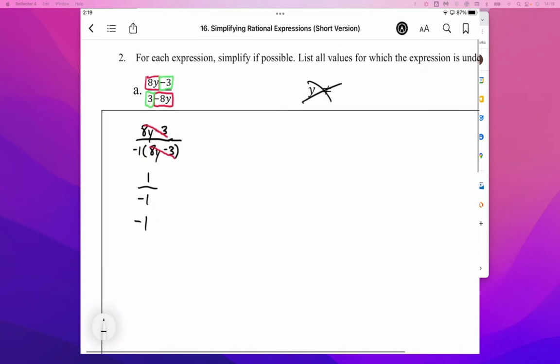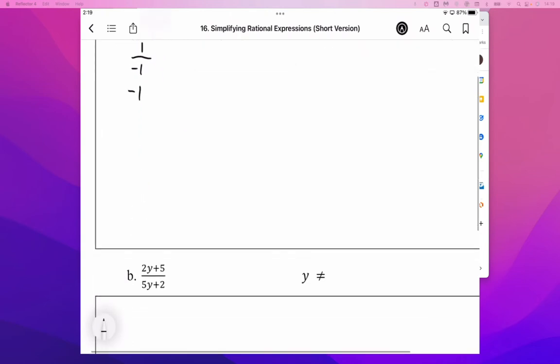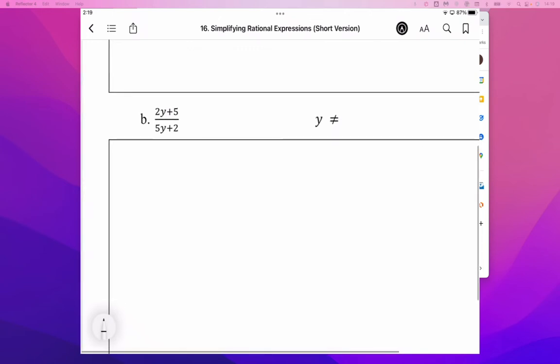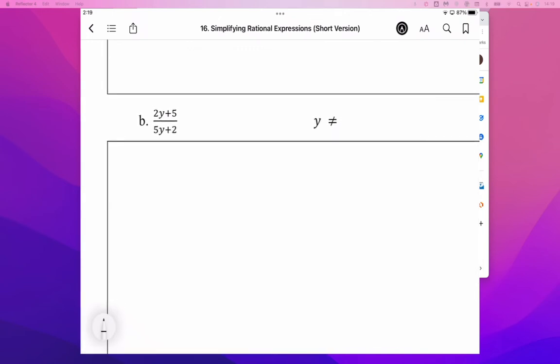Okay, moving on to number 2b. And so for 2b, we've got something that kind of looks similar to what we had for 2a. But if we notice, the 5y is positive, and our 2y is positive. There's nothing. Let's look at this a little bit differently. There's nothing between 5y and 2 that I could factor out.